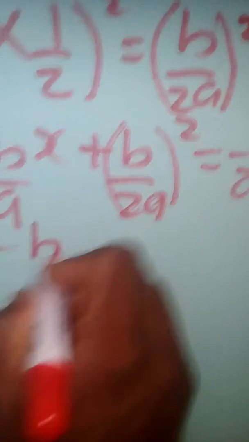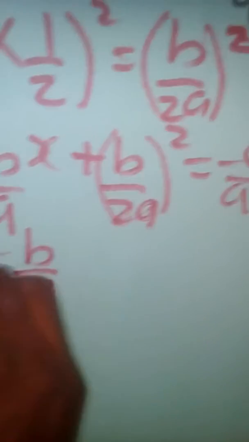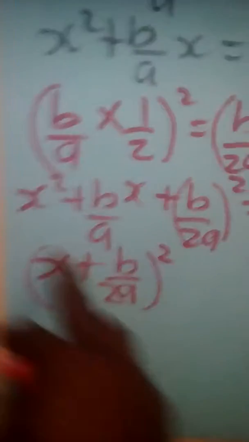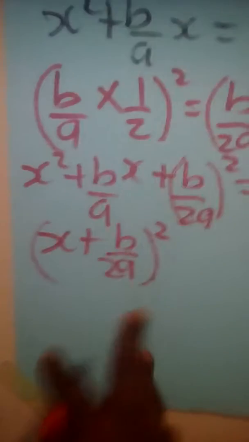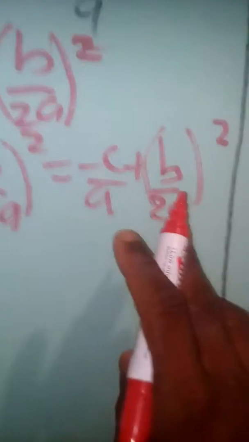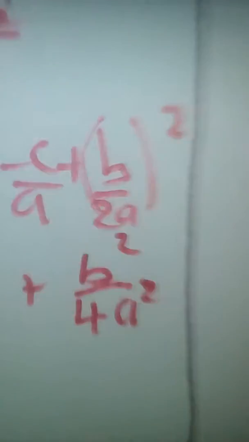Now if I'm factorizing the whole of this, I simply get x plus b over 2a squared. Good. So if you open this, you still get this back. So I just simply factorized it. Moving on to this side, this gives us minus c over a plus, now I'm going to take the square of each of them, b square over 4a square. That is just b over 2a times b over 2a.